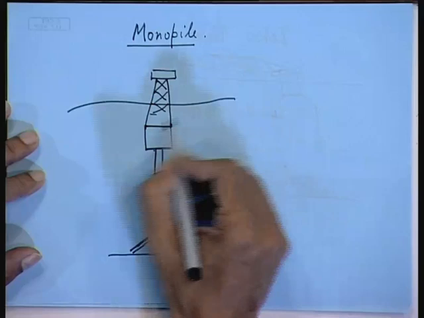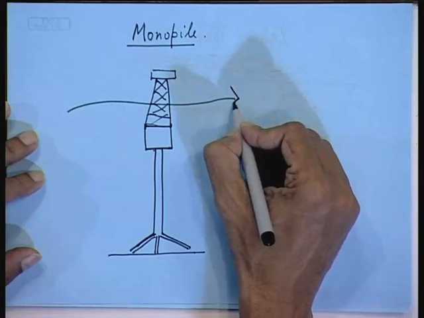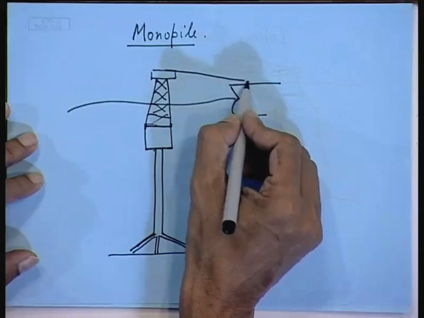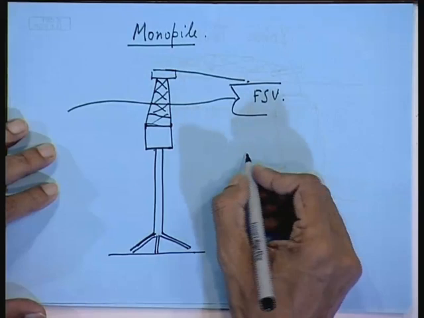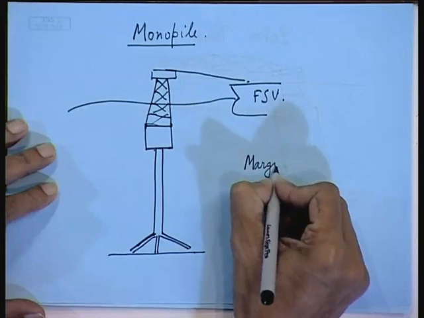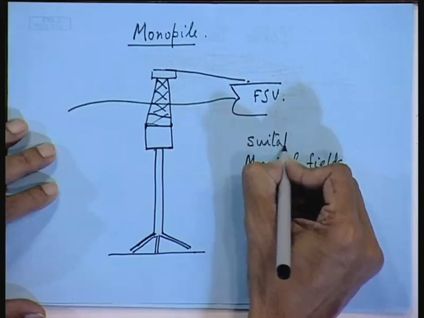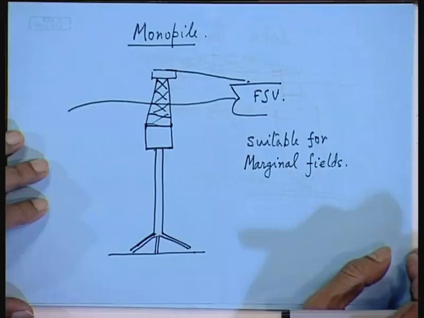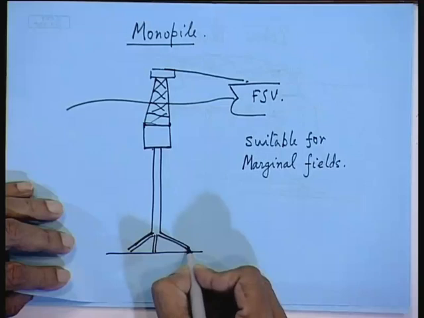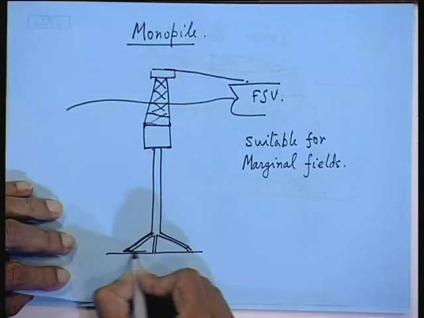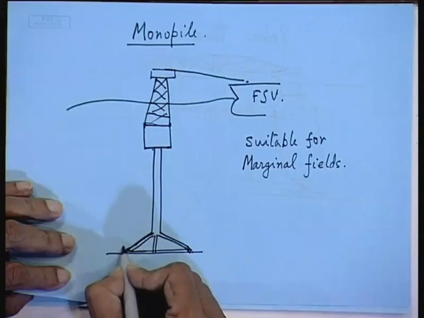So your water surface is somewhere here. Now this type of structures are suitable for marginal fields. That is where you don't have too much of oil. They are called a marginal field. So for a marginal field, you don't waste your money on having a very large structure. Now here actually you make a steel base, don't make it out of concrete, and this is seabed.